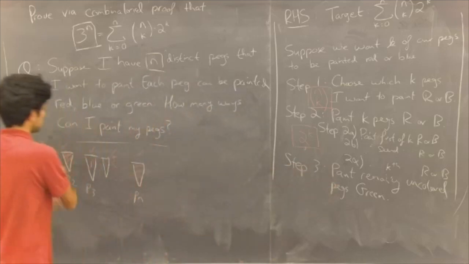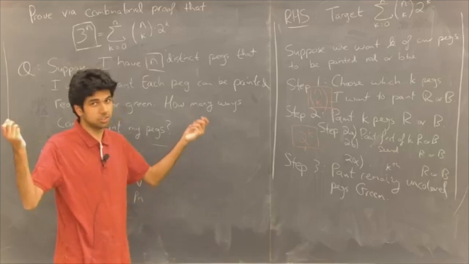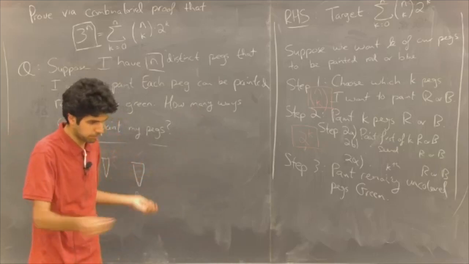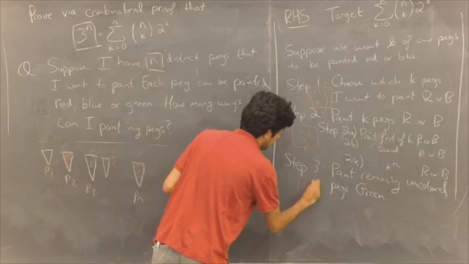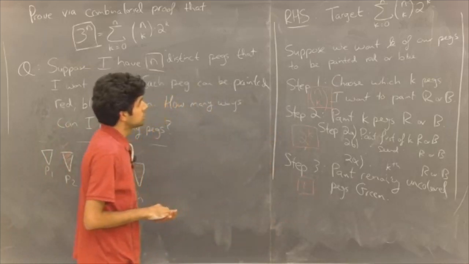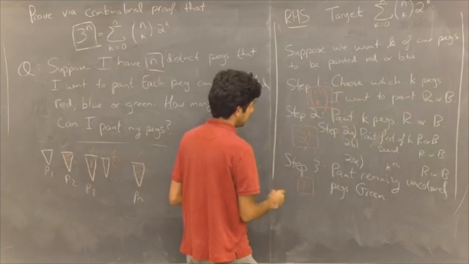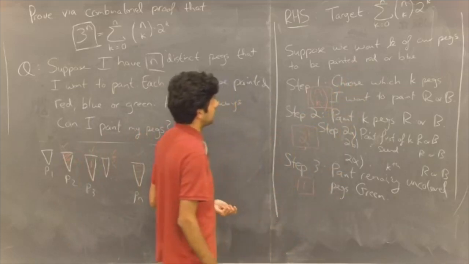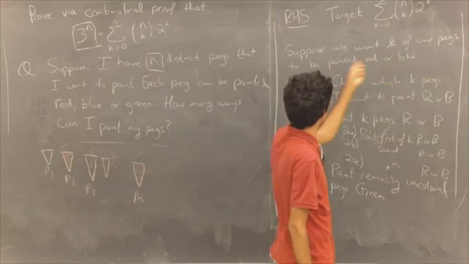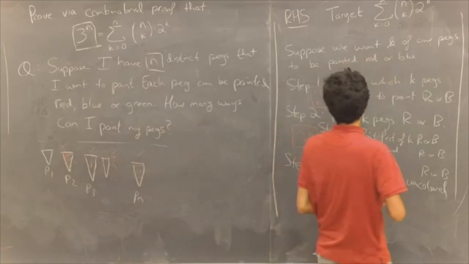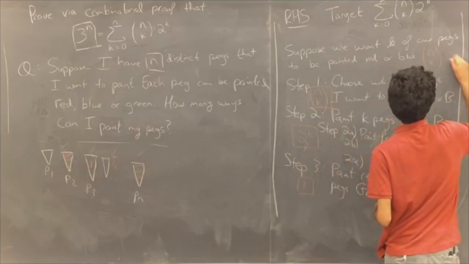Lastly, I just have a bunch of uncolored pegs, and they must be painted green. There's no other way I can do it than just by painting them green. That's all I can do. So this can only be performed in one way. So when I know the value of K, then the amount of ways we can paint K of our pegs red or blue is n choose K times 2 to the K.